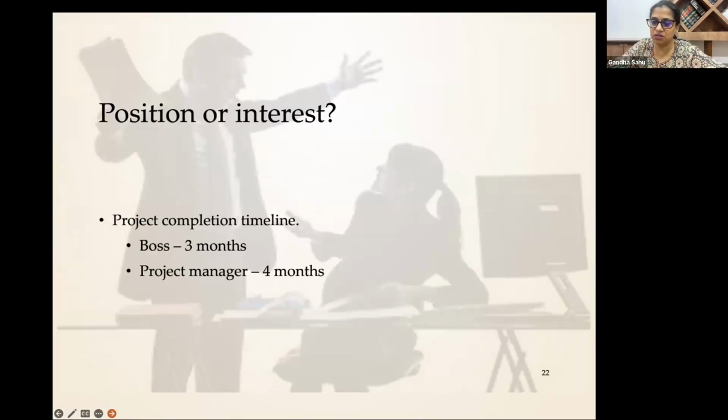Let's look at just some simple examples. There's a project completion timeline. The boss says 3 months, the project manager says 4 months. What is it, position or interest?